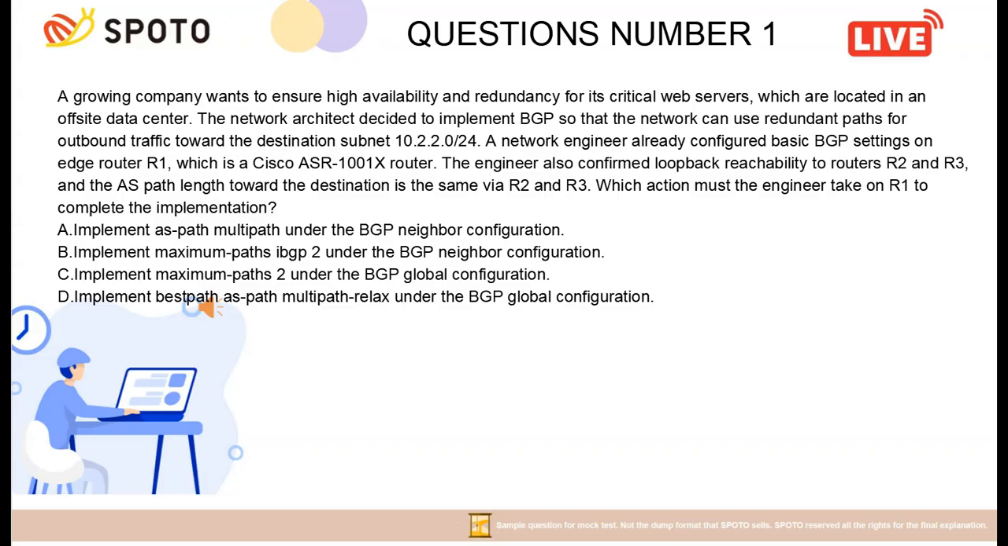A network engineer already configured basic BGP settings on Edge Router R1, which is a Cisco ASR 1001X router. The engineer also confirmed loopback reachability to routers R2 and R3, and the AS path length toward the destination is the same via R2 and R3. Which action must the engineer take on R1 to complete the implementation?